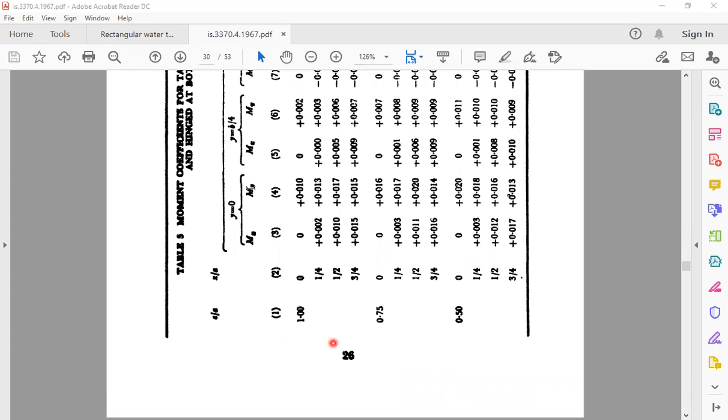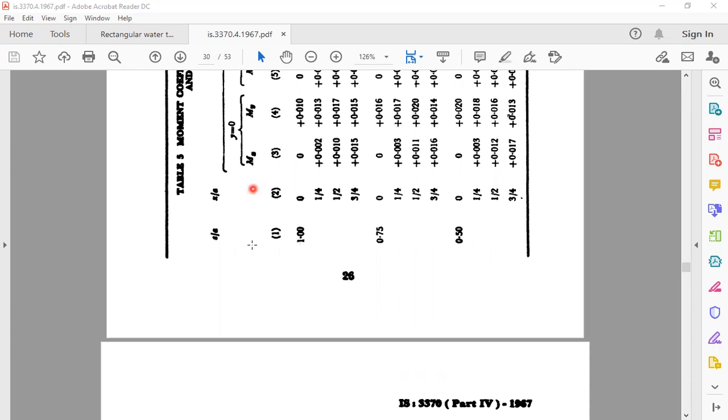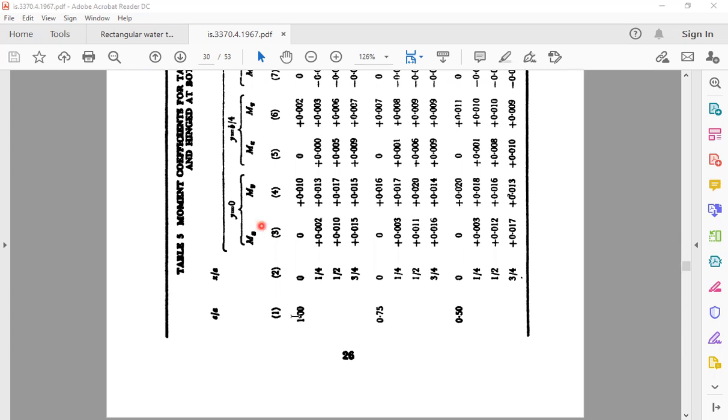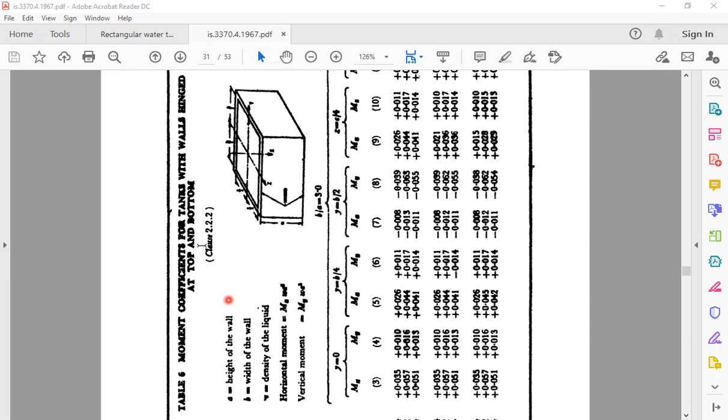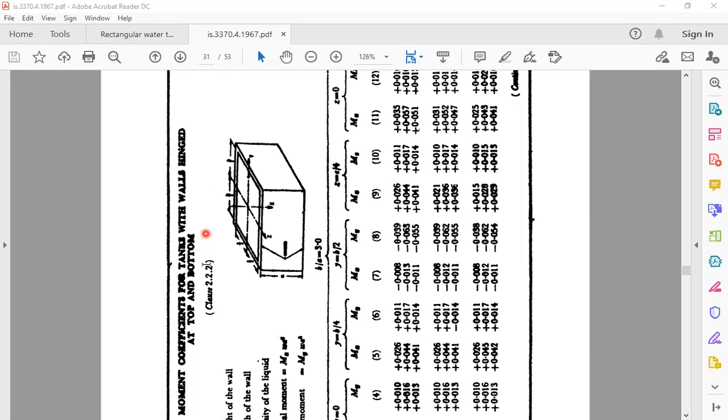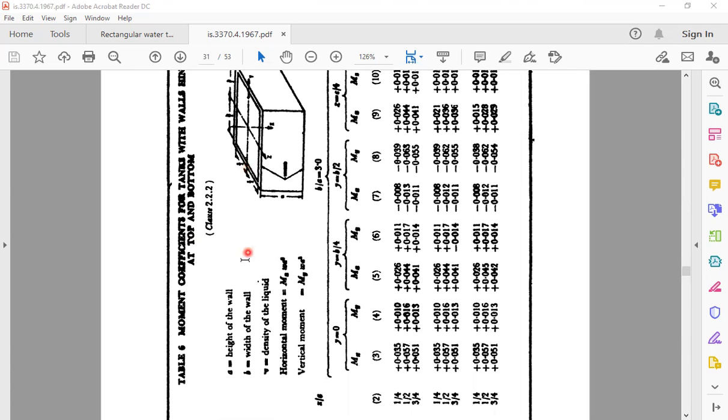Whatever the value of B by A, you will start with the C by A also, that is L by H, and the minimum and maximum value of width to height is also the same here, and the minimum is 0.5. The next condition here is the movement coefficient for tanks with walls hinged at top and bottom. The first one was free at the top and hinged at the bottom, but in the second condition, top as well as bottom are hinged, and sides are fixed.